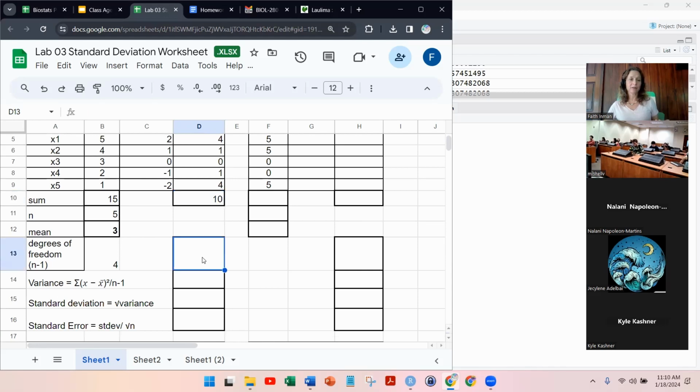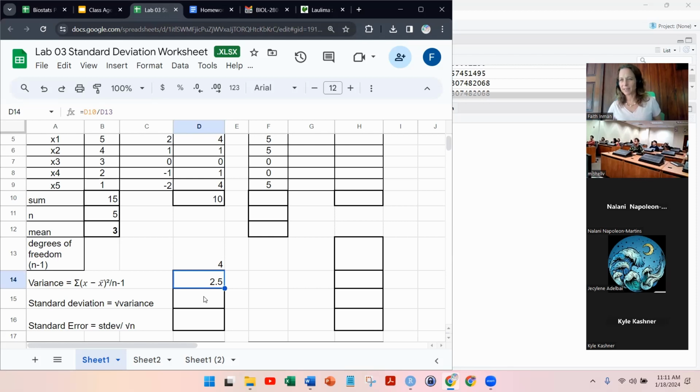And our degrees of freedom, that was supposed to go here, the degrees of freedom is n-1, which is 4. Now to calculate the first variance metric, which is called variance, you just divide the sum of the squared differences by the degrees of freedom. Equals 10 divided by 4, 2.5. That's your variance, right?